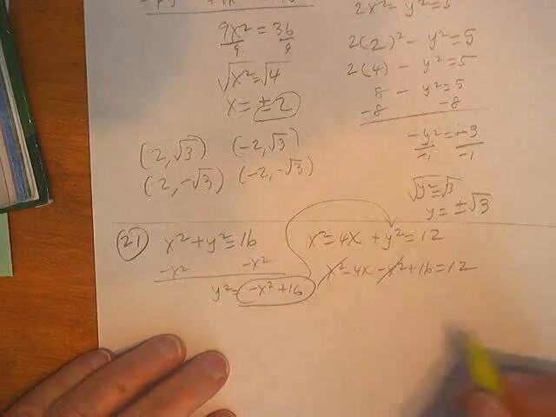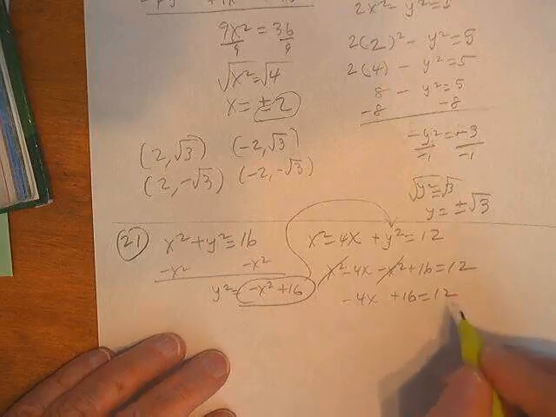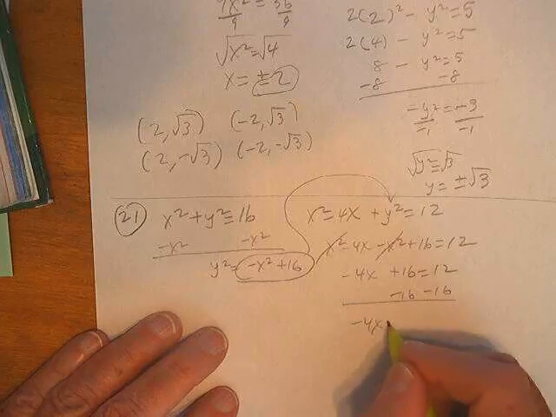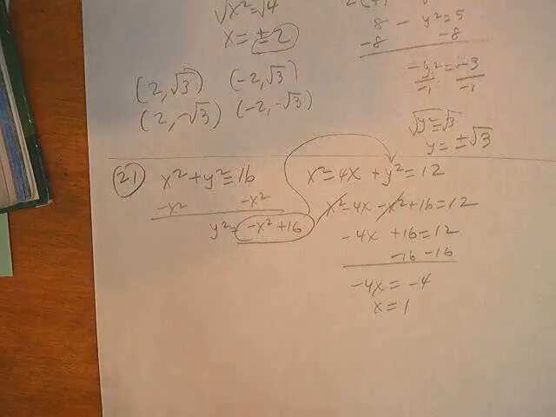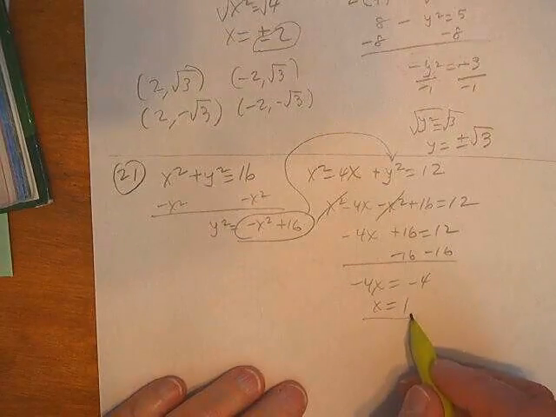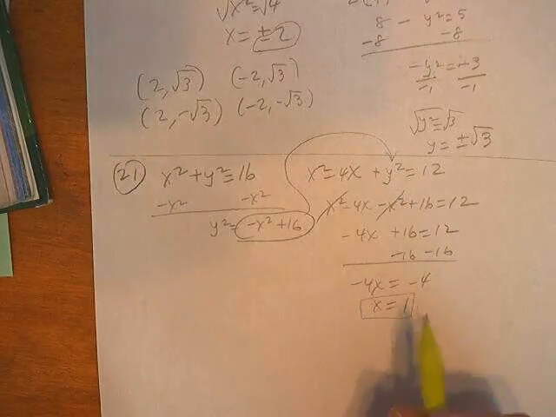Oh look, that's pretty nice. Negative 4x plus 16 is 12. Subtract 16. Divide by, I got 1. So in 21, I get that x is 1. Notice I only have one answer right here. I don't have plus or minus.